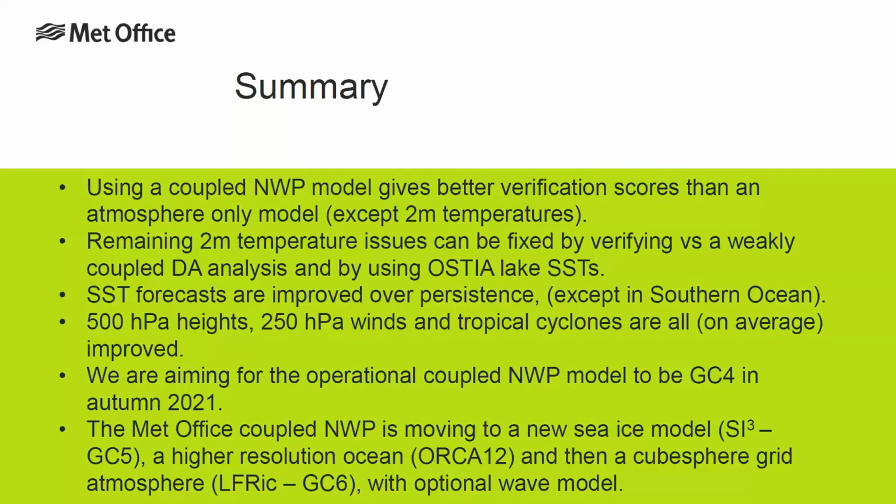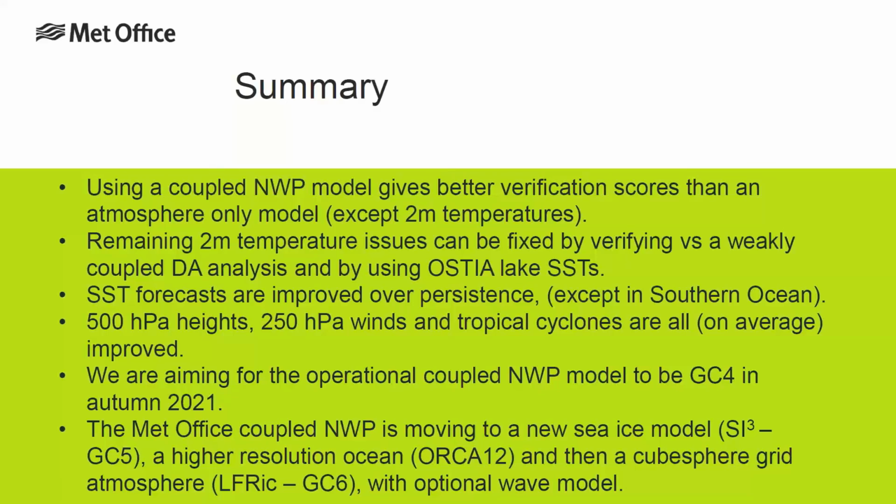Okay, so that's it from me. Just to summarize, using coupled NWP gives better verification scores than the atmospheric model, except for 2 meter temperatures. But the remaining 2 meter temperature issue can be fixed by verifying both versus a weakly coupled data assimilation analysis and by using OSTIA lake SSTs. SST forecasts are improved over persistence, except in the Southern Ocean. 500 hectopascal heights, 250 hectopascal winds, and tropical cyclones are all on average improved.